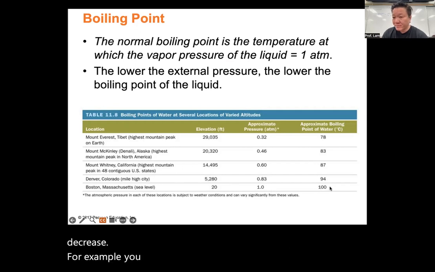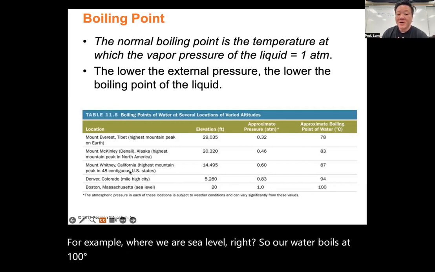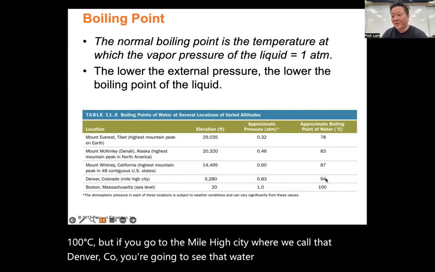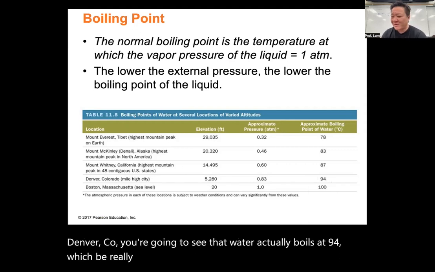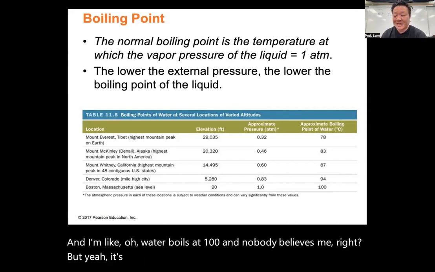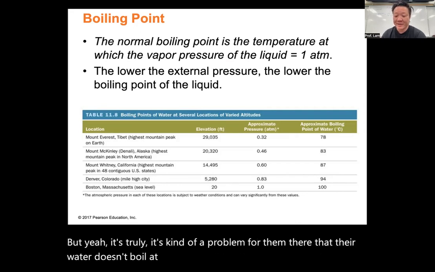For example, where we are at sea level, our water boils at 100 degrees Celsius. But if you go to the Mile High City, Denver, Colorado, you're going to see that water actually boils at 94, which would be really weird if I were to teach chemistry in Denver. I'd say, oh, water boils at 100, and nobody believes me. It's kind of a problem for them there that their water doesn't boil at 100.